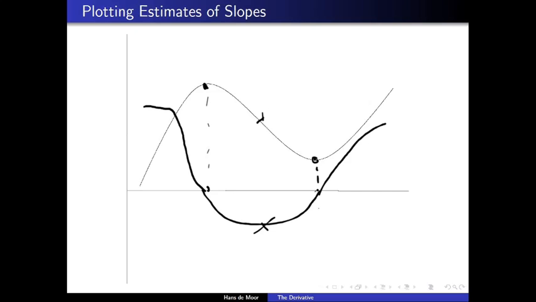It would start out as positive, go through the x-axis, come around, go back up on the other side.